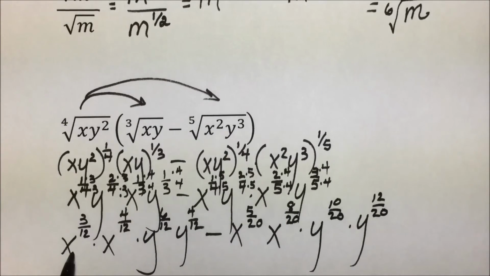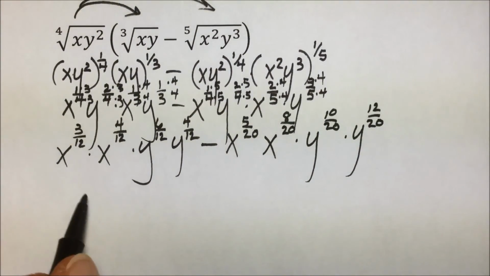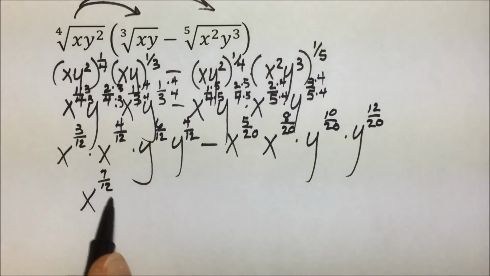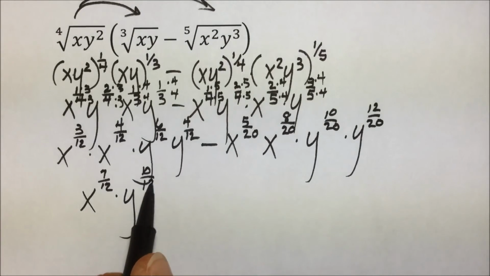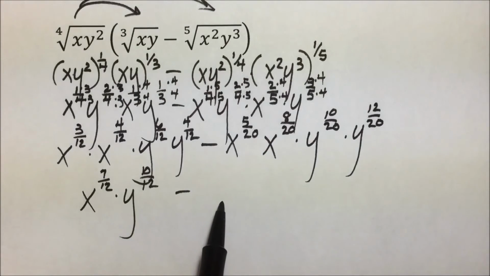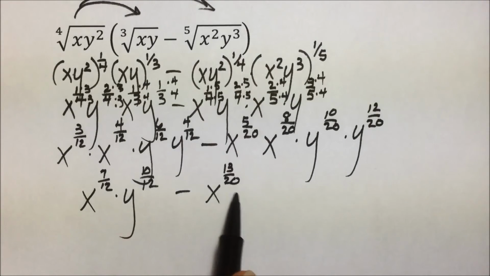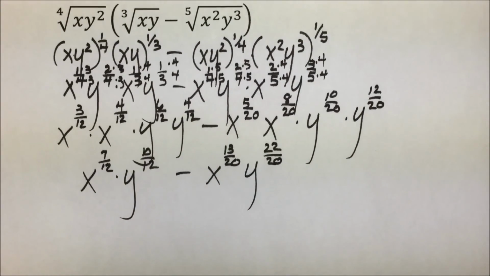We're now ready to take our common bases and add our exponents. So common base here, we have x to the 3 plus 4/12 is 7/12, and y would be to the 6 plus 4, or 10/12, minus common bases, multiply together, add your exponents, 5 and 8 make 13/20, and y to the 22/20. In this first expression, to simplify, we're done.